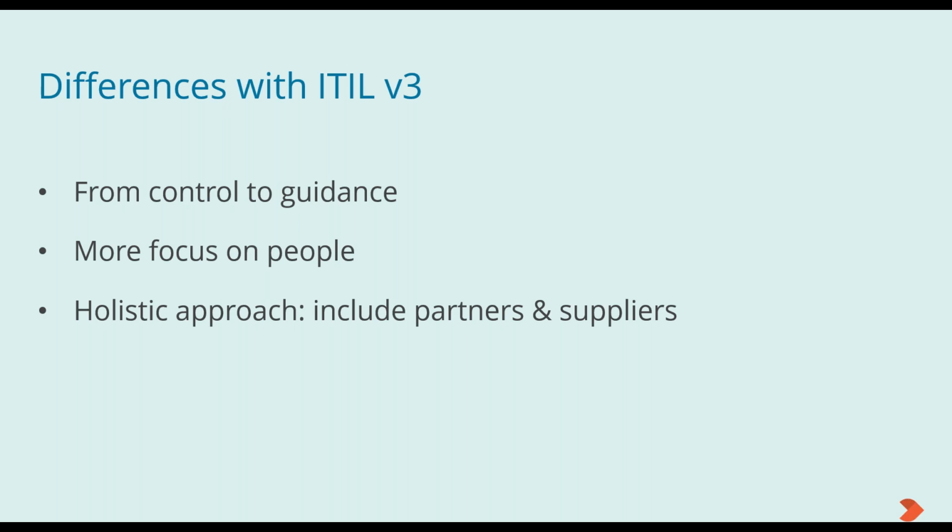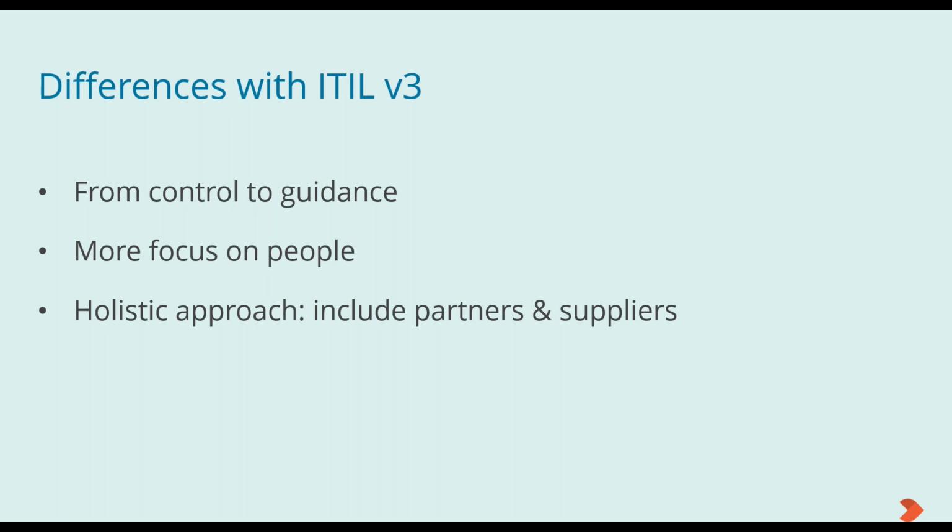Lastly, ITIL 4 has a scope that now also includes partners and suppliers in the ITSM story. It uses a holistic approach to look at the ITSM as a whole. ITIL version 3 had one process to actually deal with suppliers called supplier management, and that was mainly about contract management regarding those suppliers. In the meantime, we see more outsourcing of services happening at a lot of different organizations. So in that sense, good collaboration is essential to actually work with those suppliers to deliver the best value in services to your customers.